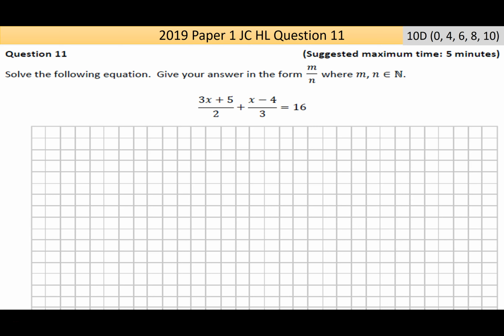So question 11 here. It's worth 10 marks, so a fair chunk of marks. Now, they're saying 5 minutes, so there's no time to waste. Solve the following equation. Give your answer in the form m over n, so in fraction form, where m and n are both elements of N, which just means they're natural numbers, so positive whole numbers, not including 0.